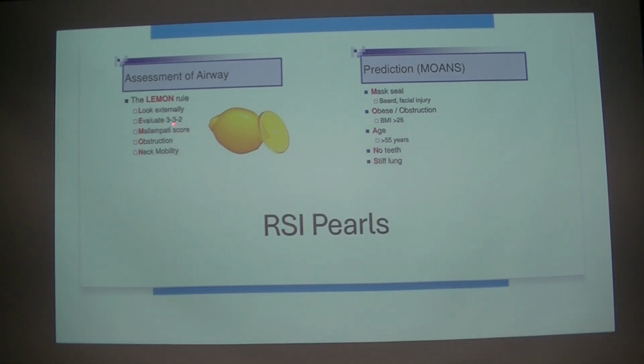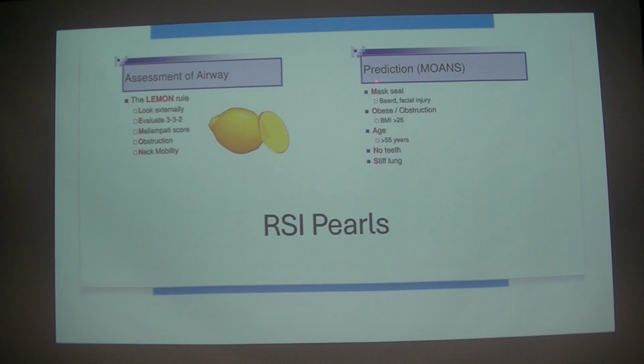Evaluate. That is the 3-3-2 rule, which we will go over in a second. Then there's the Mallampati score, which we'll go over in a second. Is there an obstruction? Is there an internal mass? And neck mobility. Do we have spinal precautions, or is there arthritis or kyphosis?